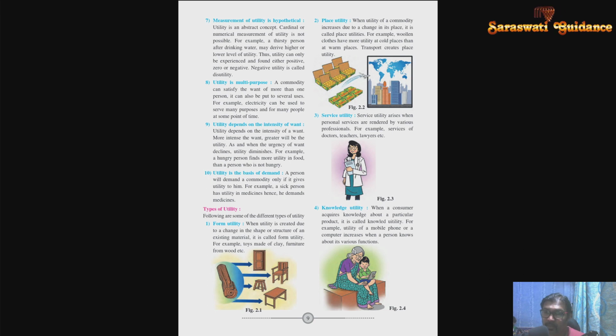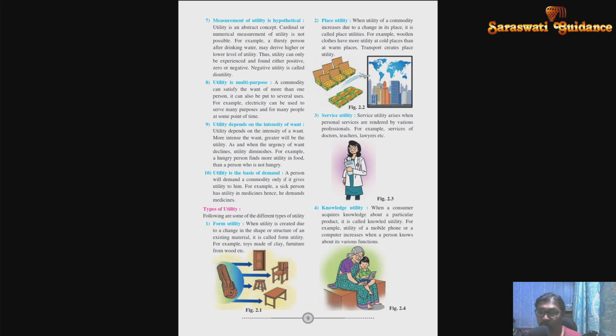Now, third type of utility, service utility. It means that utility which arises or which comes out of various services. For example, services of doctors, services of teachers, services of lawyers, etc.